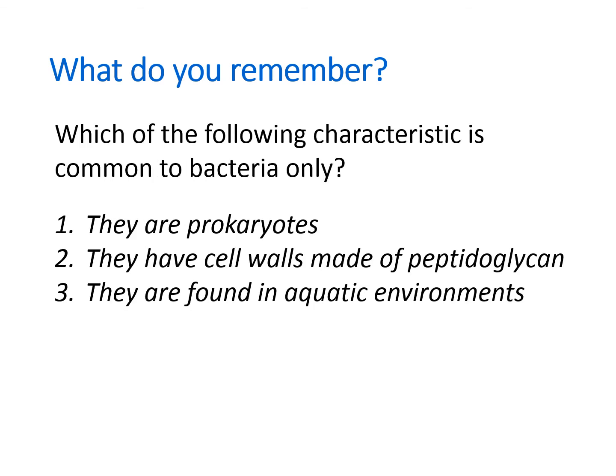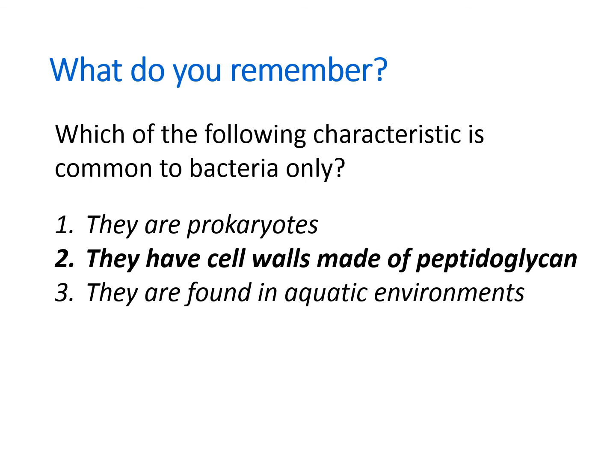Which of the following characteristics is common only to bacteria? Is it that they're prokaryotes, that they have cell walls made of peptidoglycan, or that they're found in aquatic environments? Right. They have cell walls made of peptidoglycan. This is one of the most important facts that I would hope you would remember about bacteria. This is the basis for why certain antibiotics like penicillin are effective at killing bacteria.